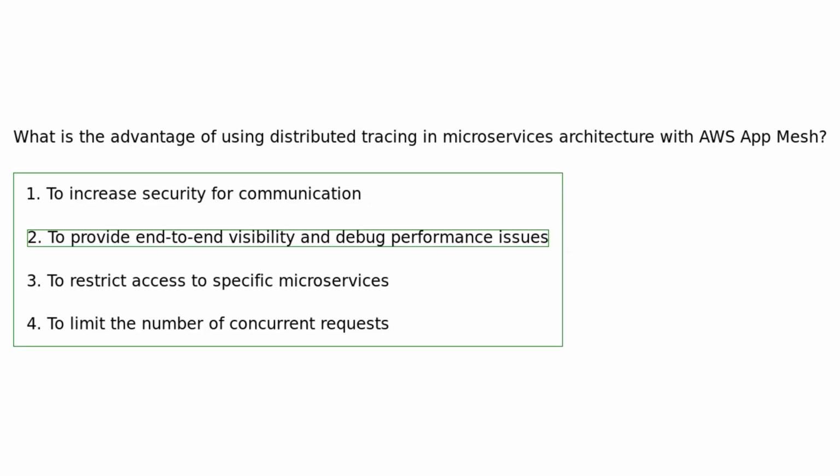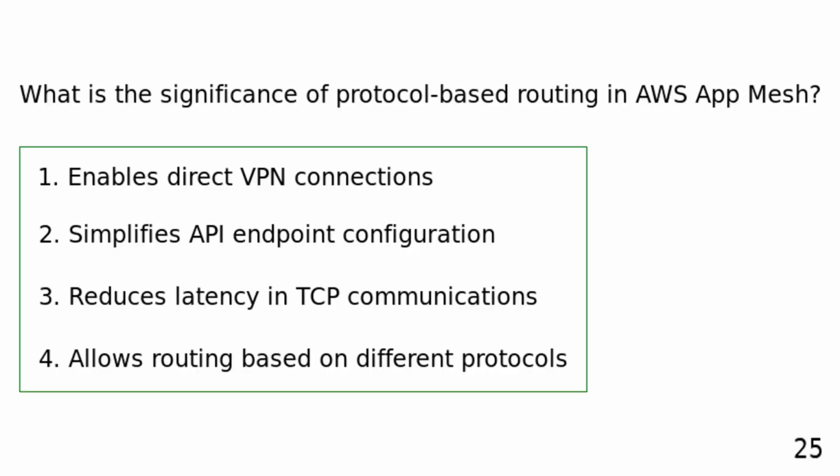Distributed tracing in microservices architecture with AWS App Mesh provides end-to-end visibility into request flows, allowing users to debug performance issues and optimize communication pathways. What is the significance of protocol-based routing in AWS App Mesh?